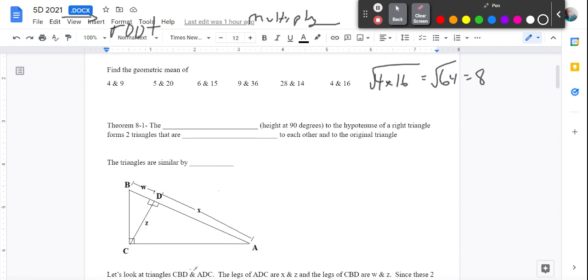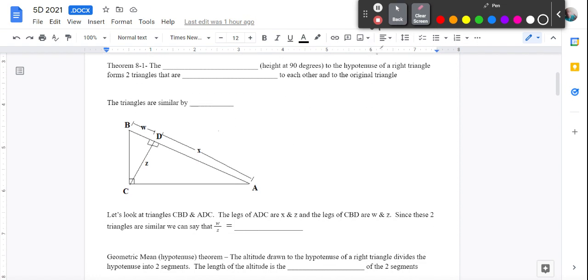There are some more geometric mean problems there that y'all can try on your own. All right, so next theorem. I know pre-AP classes talked about this a little bit. The altitude, another word for height, on a right triangle, drawn to the hypotenuse, is going to form two triangles that are similar to each other, and they're going to be similar to the original triangle. They're going to be similar by AA.